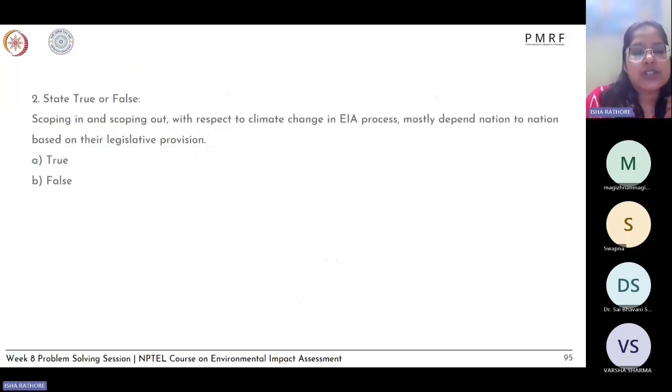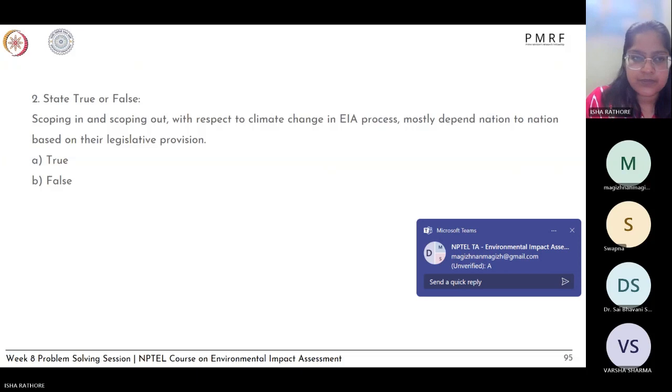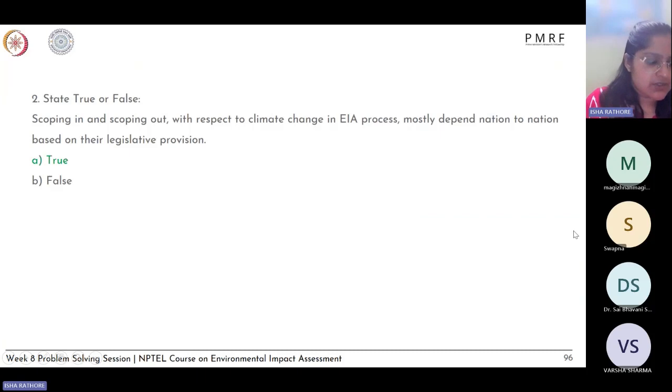Moving on to the next question, state true or false. Scoping in and scoping out with respect to climate change in EIA process mostly depends nation to nation based on their legislative provision. Is this statement true or false? Okay, so this statement is true. That is, different nations have different scoping methods for EIA, specifically relating to climate change, because of again their determined NDCs and things. So the legislative provisions and the legislative mandates which the scoping procedure should meet are different. So the given statement is true.